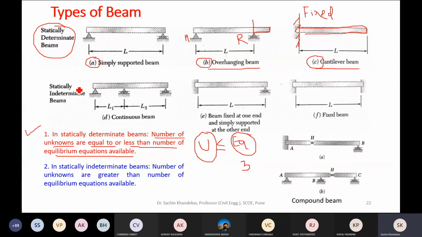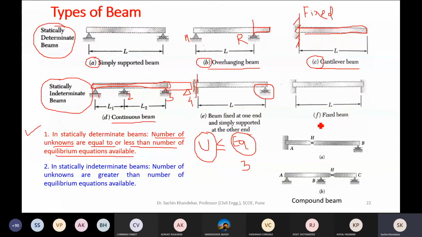Right. Now the next type is the statically indeterminate beam, which is a continuous beam. Continuous beam means a single beam supported on more than 2 supports or columns. So this is column number 1, column number 2, column number 3, and there can be a number of columns, say column number 4, and so on. This is called a continuous beam. And the next one is a beam fixed at one end and simply supported at the other end. So one end is a fixed one and the other end is a roller one here.